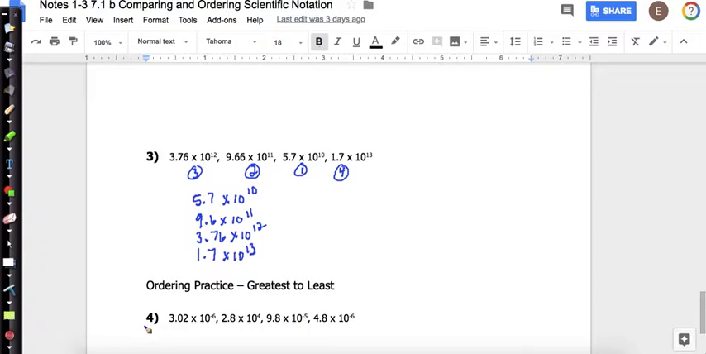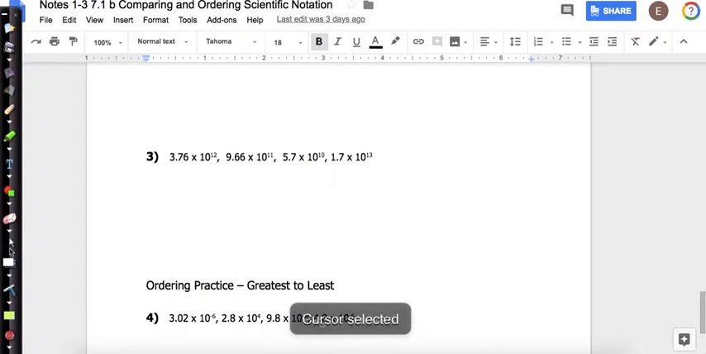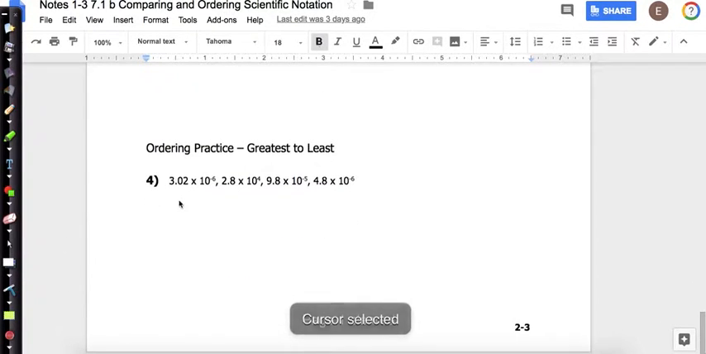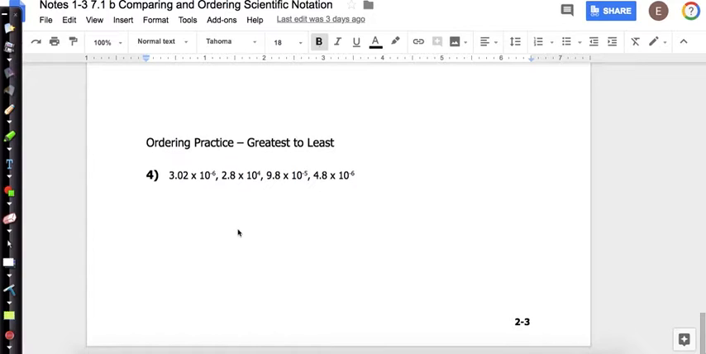Okay, this last example is greatest to least. So if you look at the exponents, they're mostly different. And these two have the same exponent. And of course, these two happen to be the smallest. So I'm going to stack those two up. And I only need to stack them when they have the same exponent.